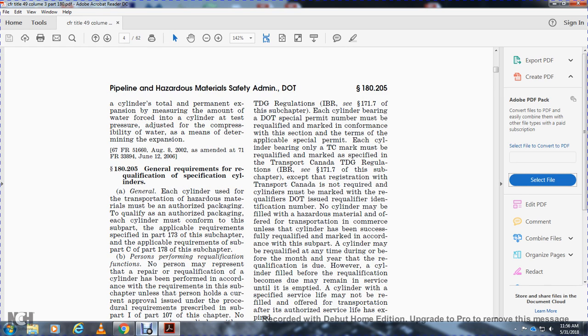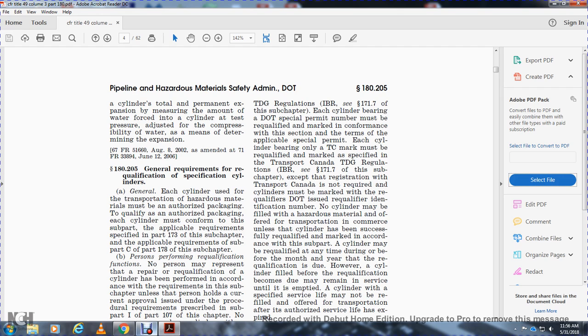Except registration with Transport Canada is not required, and cylinders must be marked with the requalifier's DOT-issued requalifier identification number. No cylinder may be filled with a hazardous material offered for transportation in commerce unless the cylinder has been successfully requalified and marked in accordance with this subpart.